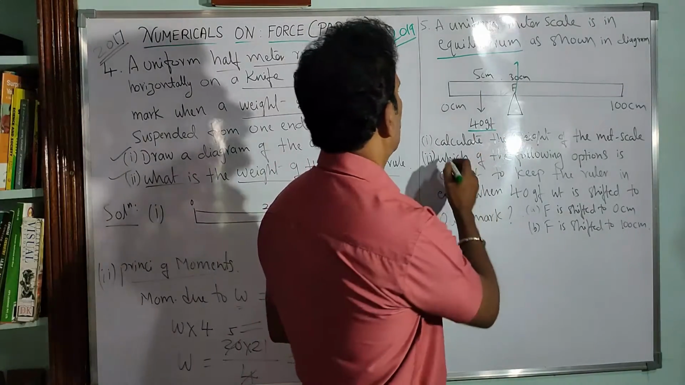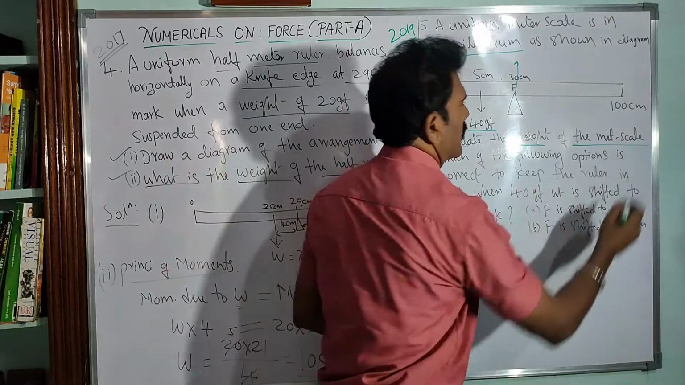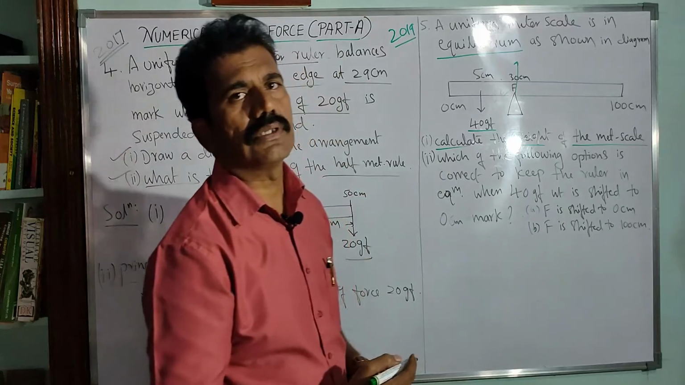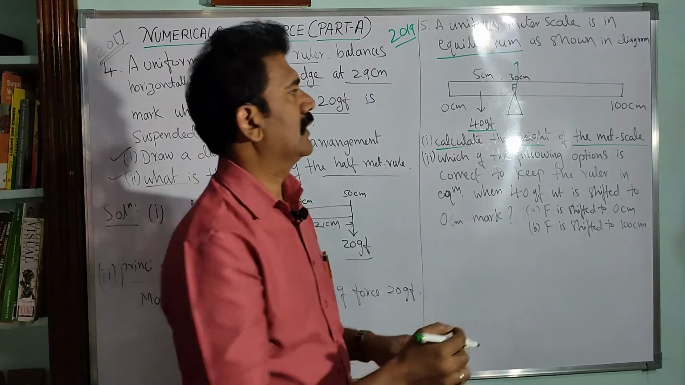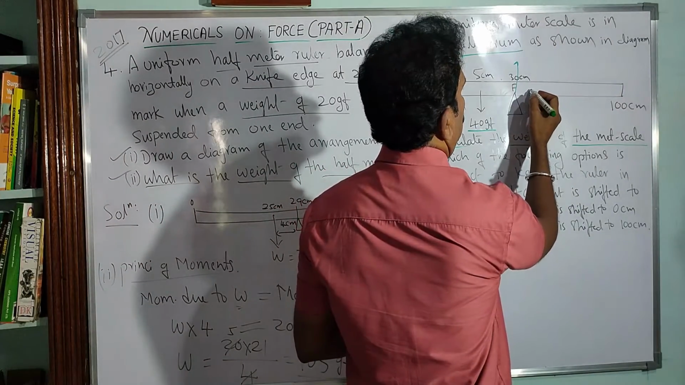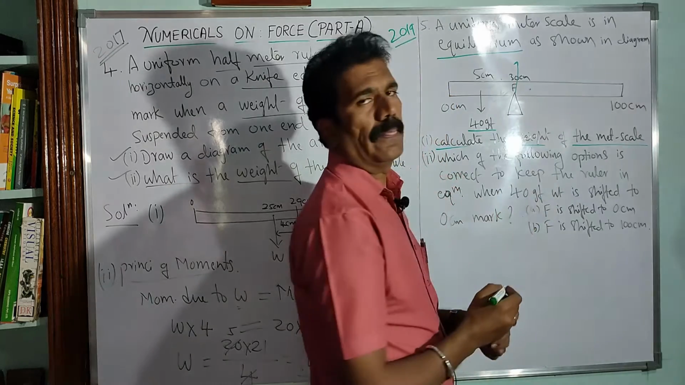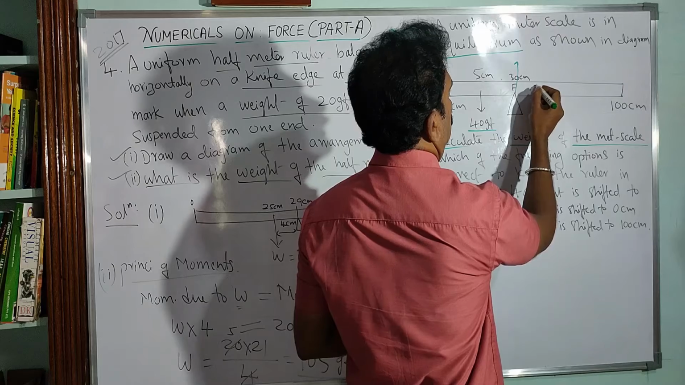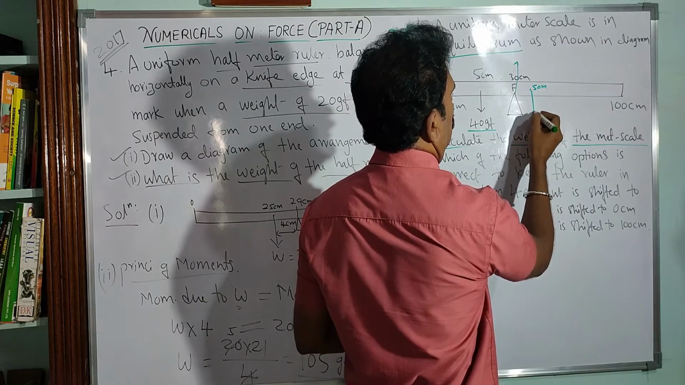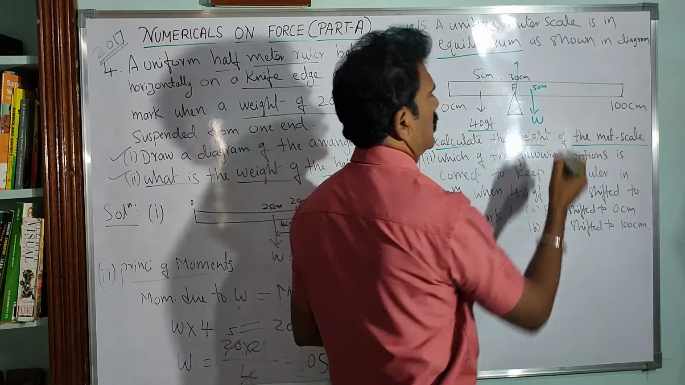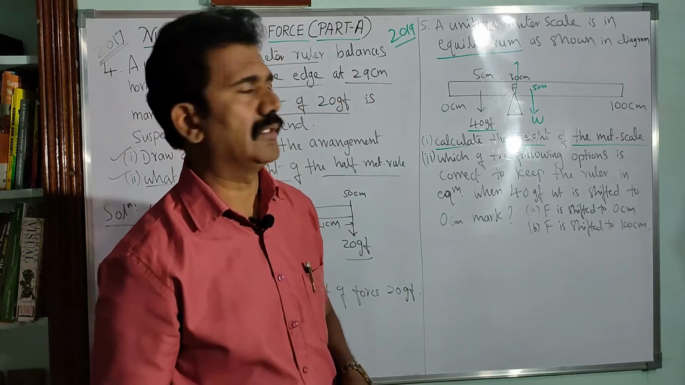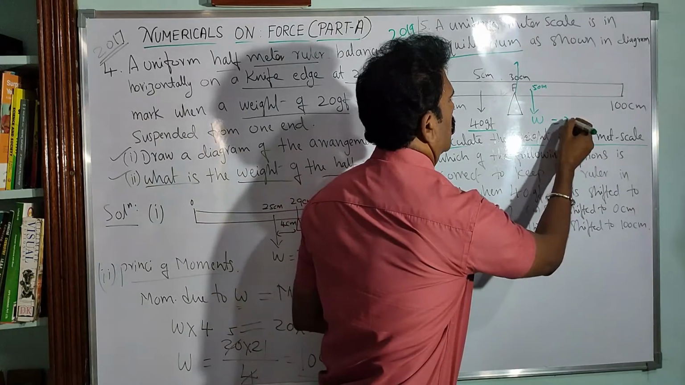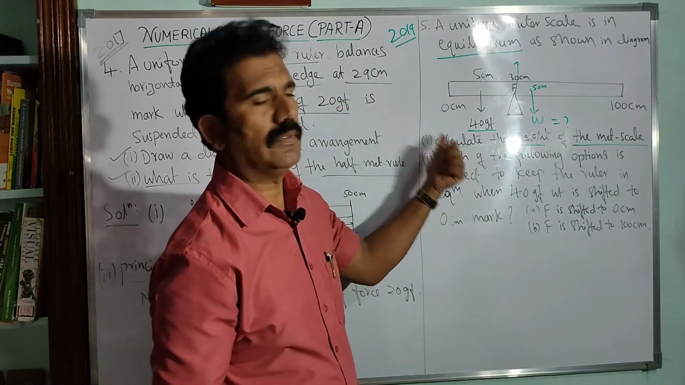Then calculate the weight of the meter scale. So you need to consider the weight of the meter scale. Where do you have to consider the weight of the meter scale acting? It should always be from the center of the meter scale, from the middle point, where it is marking 50 centimeter. So let us consider the weight of the beam to be W. Let it be W. So you have to find out that W in the first part of the problem.